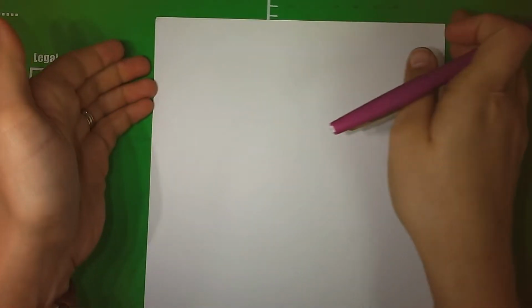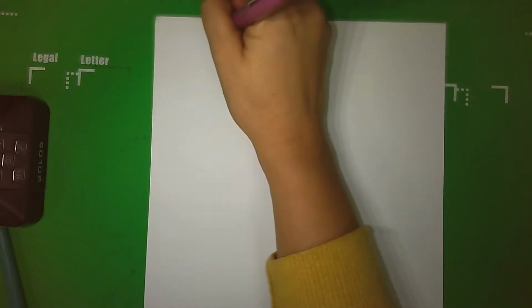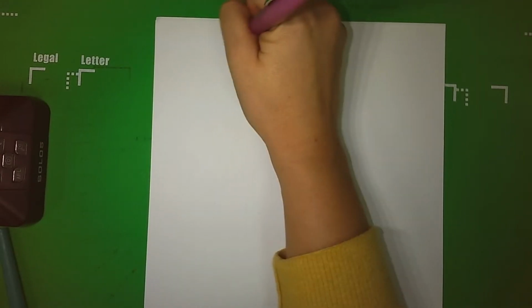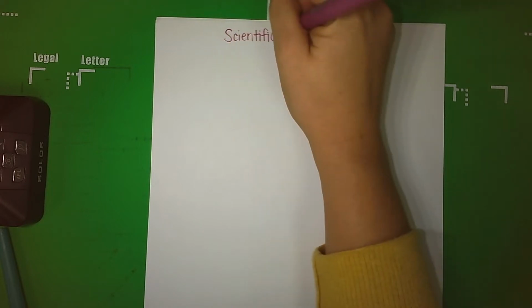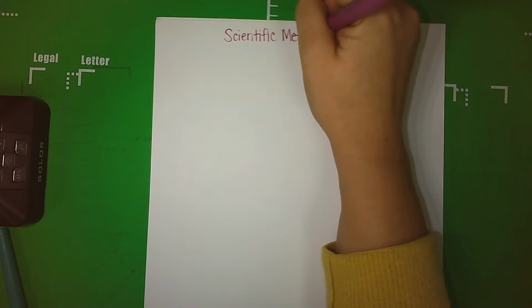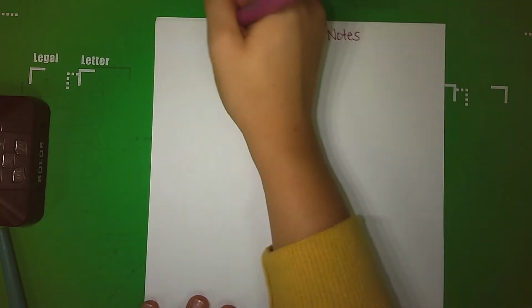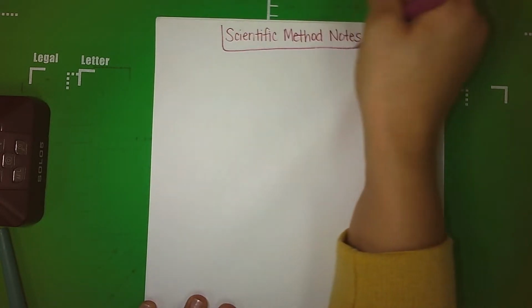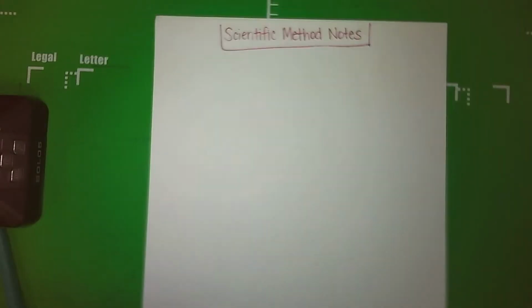Alright, so these notes are going to go in your notebook. They're going to be titled Scientific Method Notes. Okay, so these notes are to kind of help you review the steps of the scientific method.